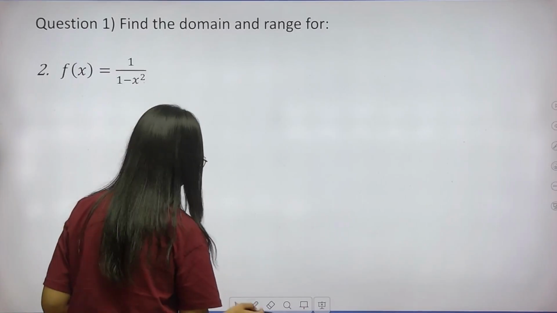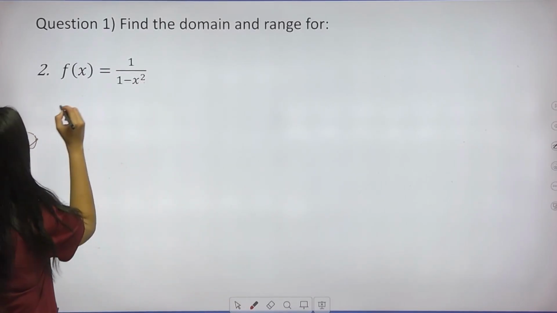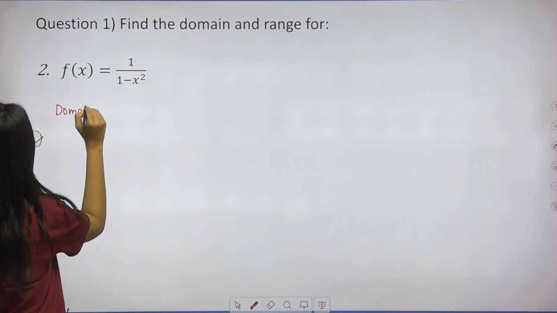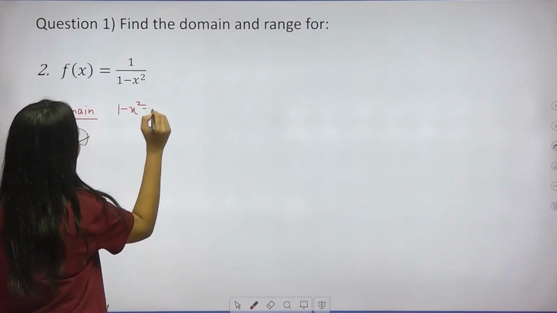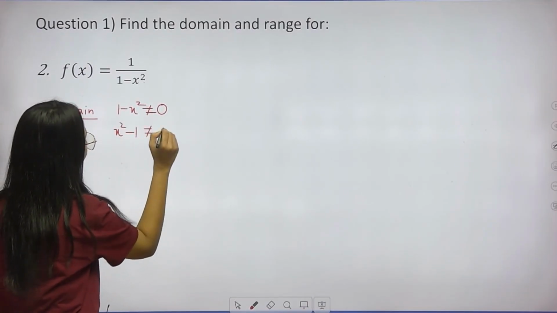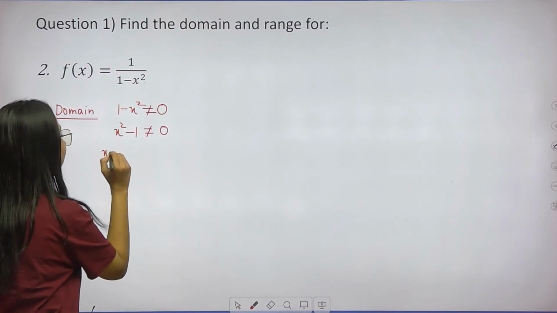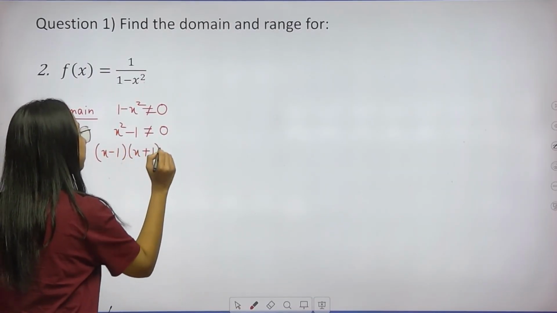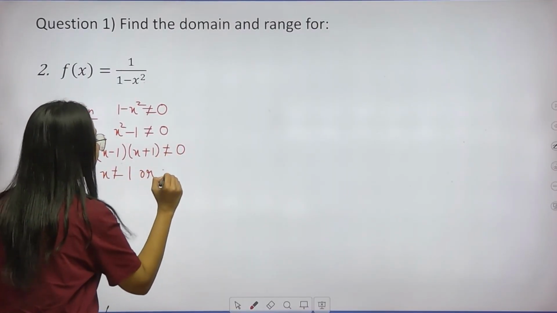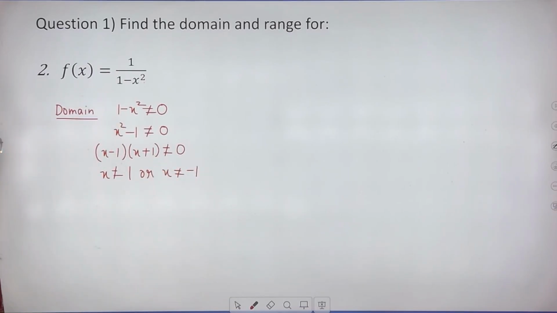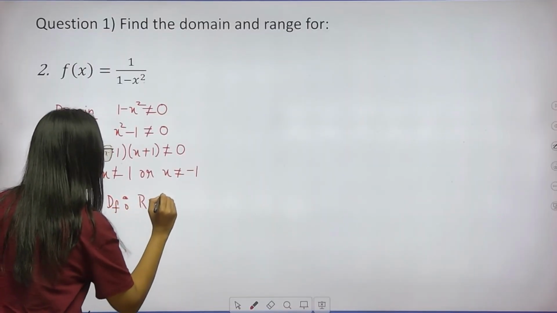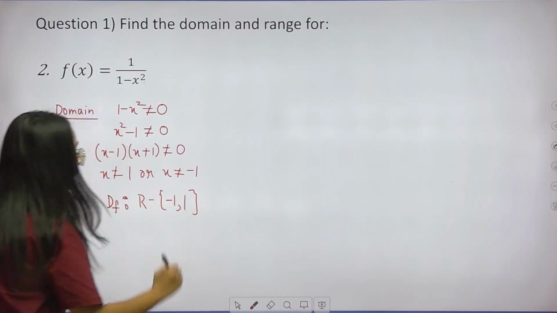All right. Let's try another question. In this question, f of x is equal to 1 over 1 minus x square. Firstly, let's find the domain. For domain, the denominator cannot be equal to 0. So x square minus 1 cannot be equal to 0. So clearly x minus 1 into x plus 1 will not be equal to 0. Clearly x is not equal to 1 and neither x is equal to minus 1. Okay. So domain will be equal to all real numbers other than minus 1 and 1.